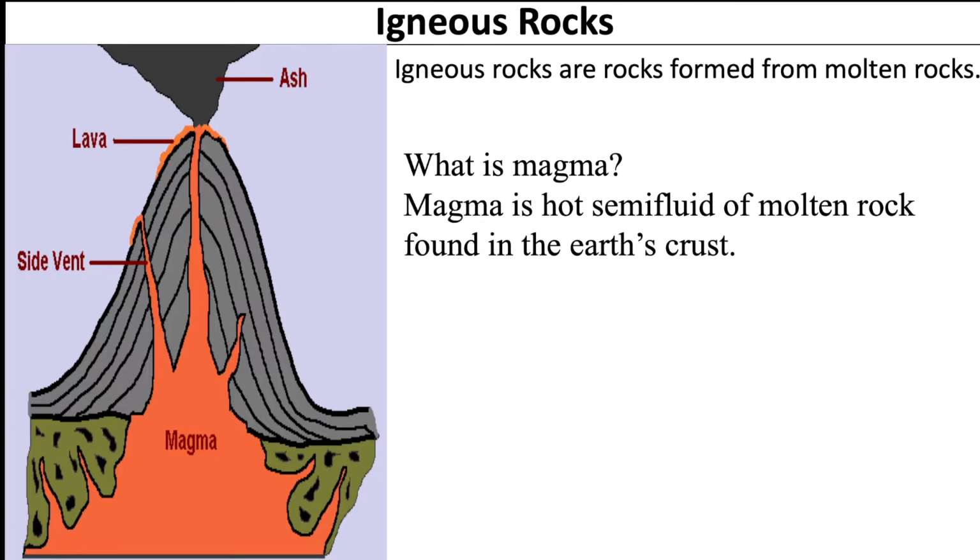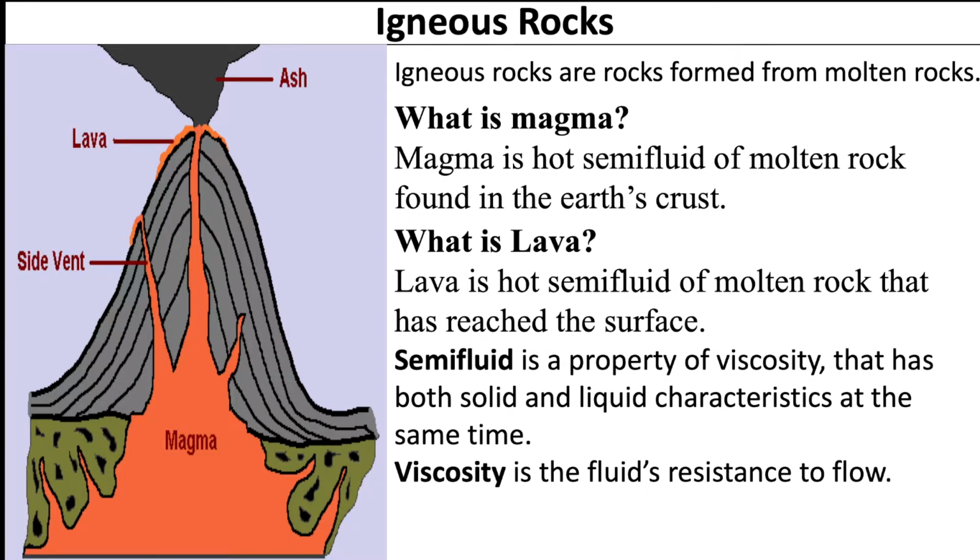What is magma? Magma is a hot semi-fluid of molten rock found in the earth crust. As you can observe in this image here, magma can be found below the surface and not in the top. And now that we know about magma, what is lava? Lava is a hot semi-fluid of molten rocks that has reached the surface.